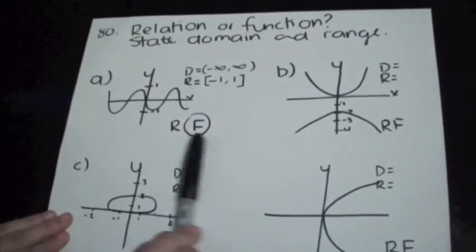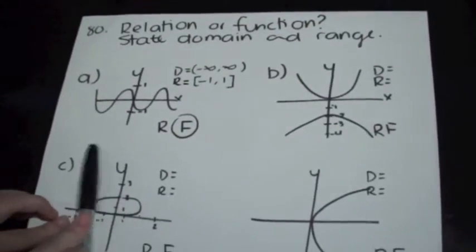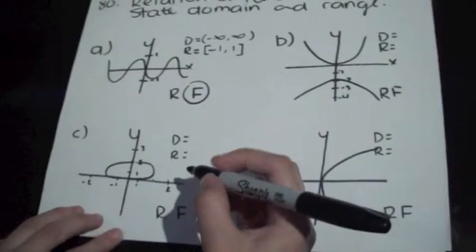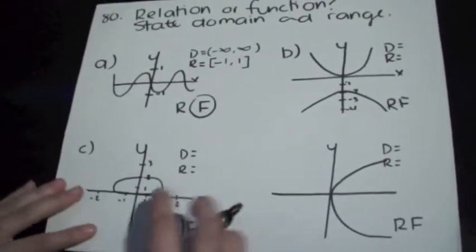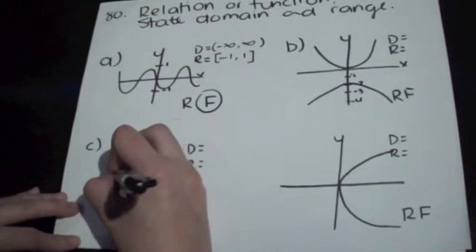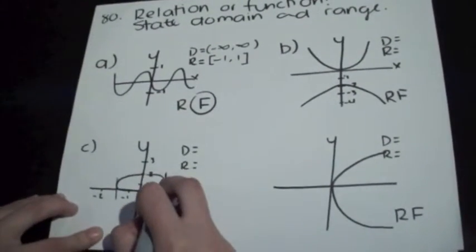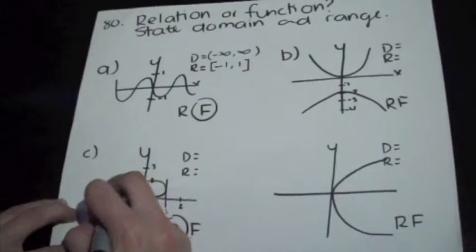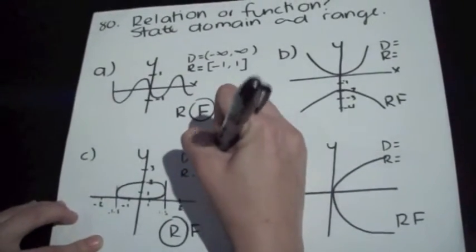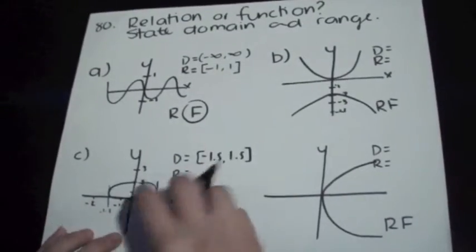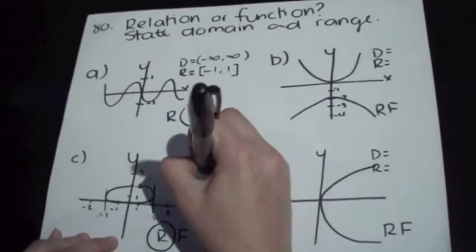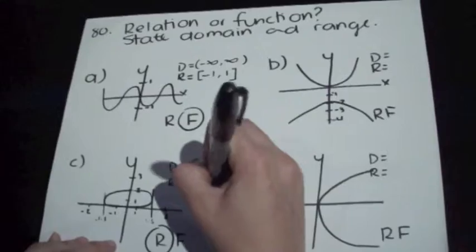If we do the rule, we can observe that points do cross from the top and the bottom. So C is only a relation. The domain can be found here and here, which is 1.5 and negative 1.5. And the range, which is the y, we can observe as 0 and 2.